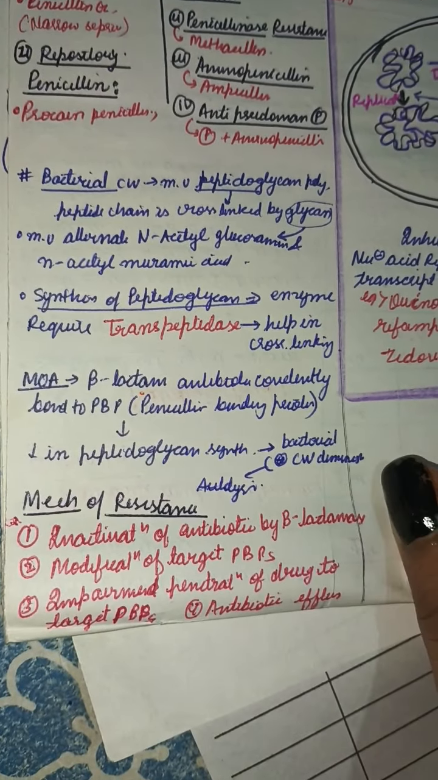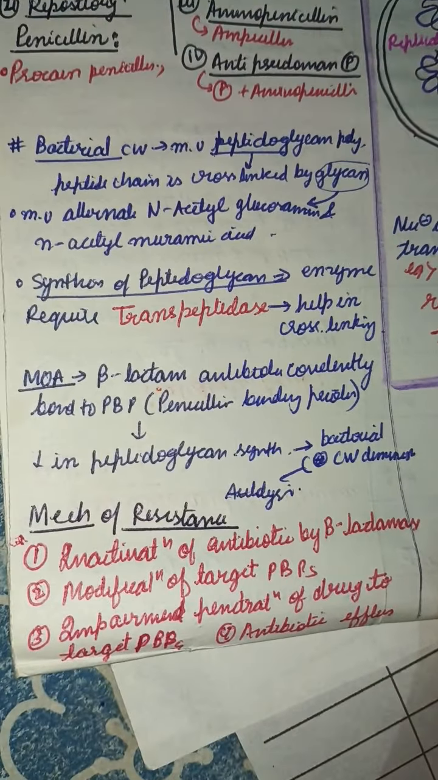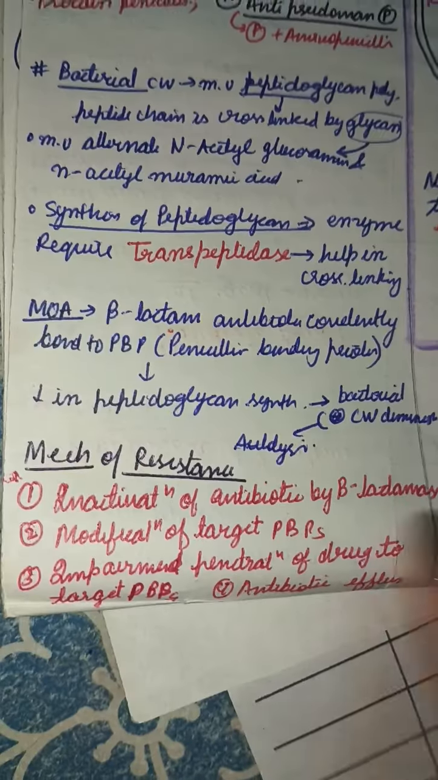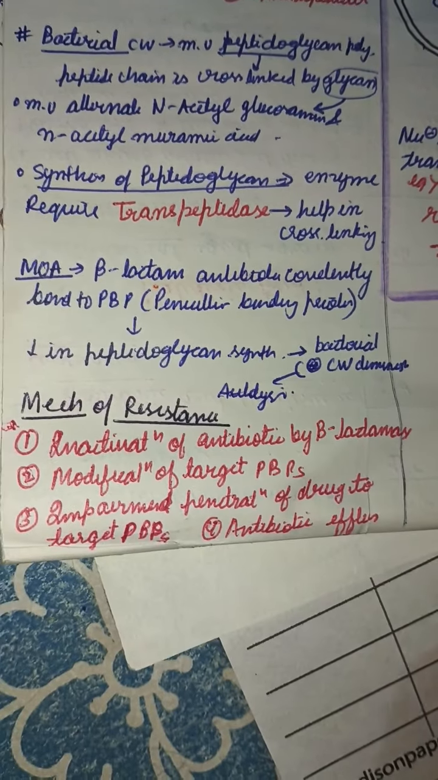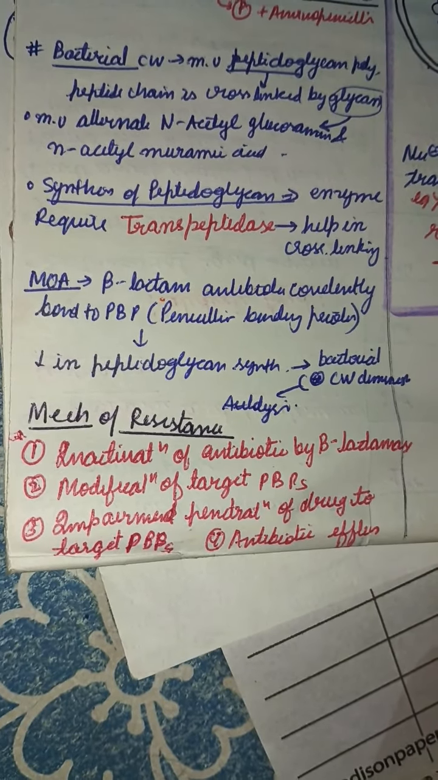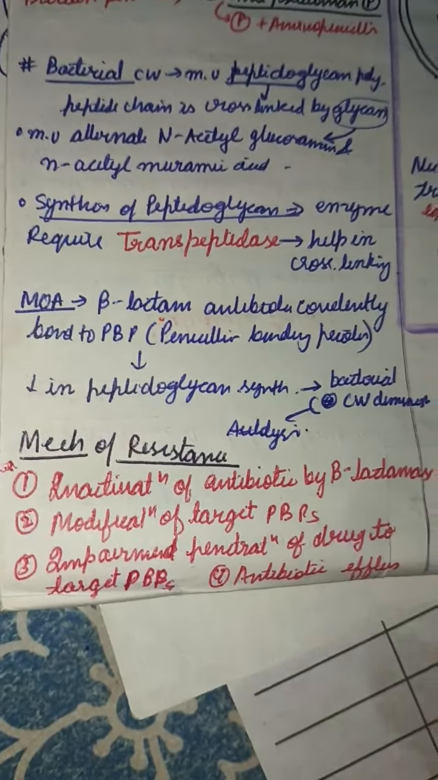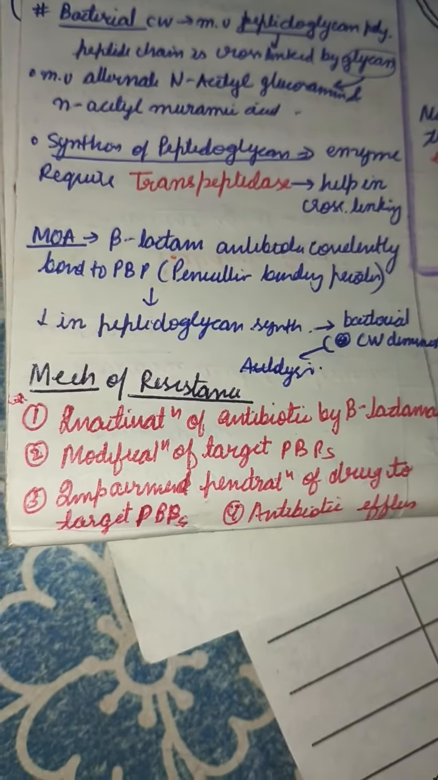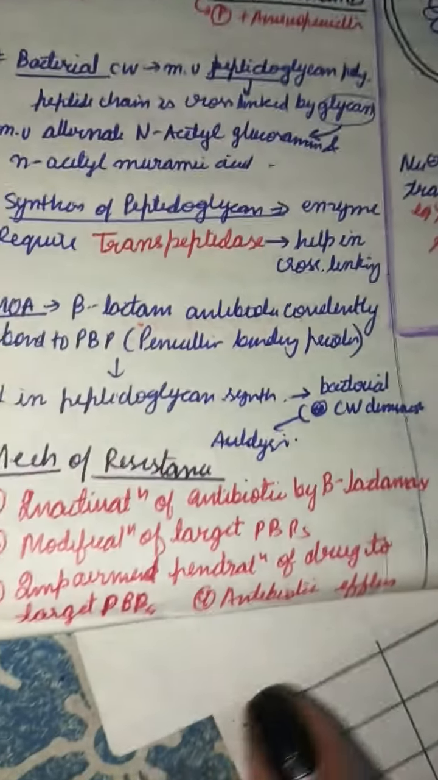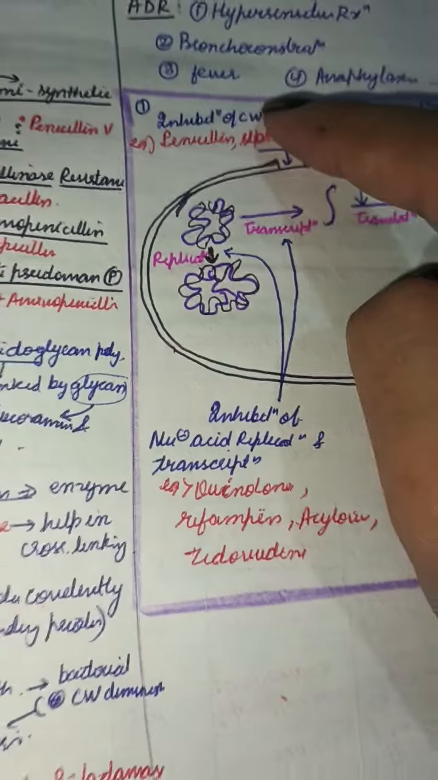Now the mechanism of resistance of bacteria to the antibiotic penicillin is by inactivation of the antibiotic by beta-lactamase, modification of target PBPs, or impairment of penetration, so the penicillin can't penetrate, right? So the drug can't reach its target site. This is PBP, the penicillin binding protein. Or antibiotic efflux: it does efflux of penicillin to the outside.